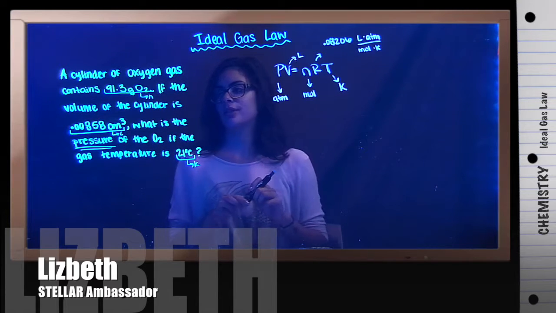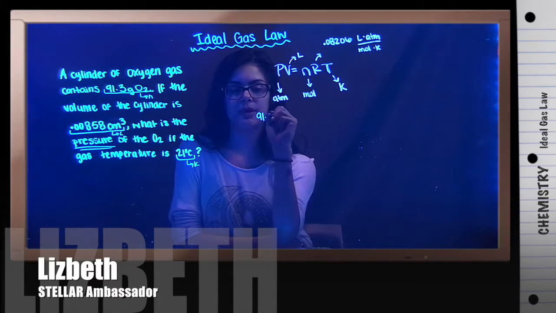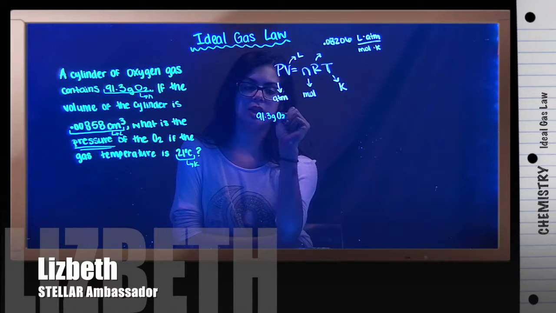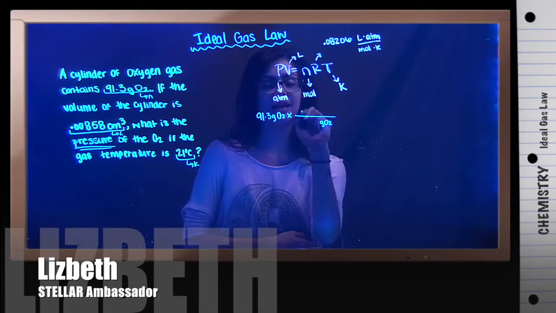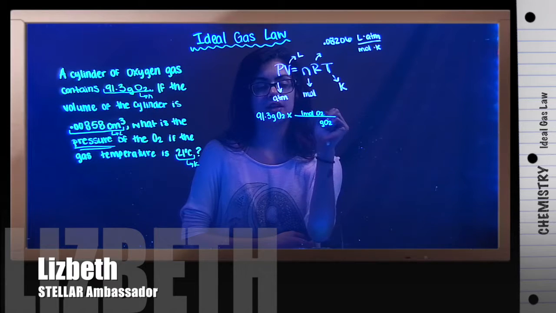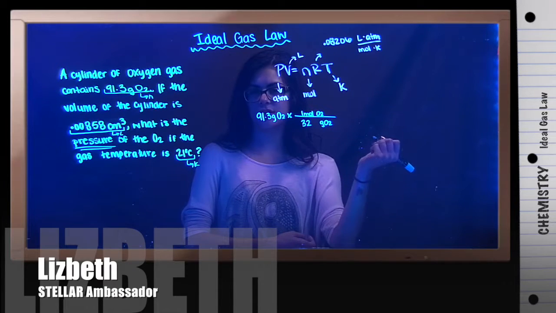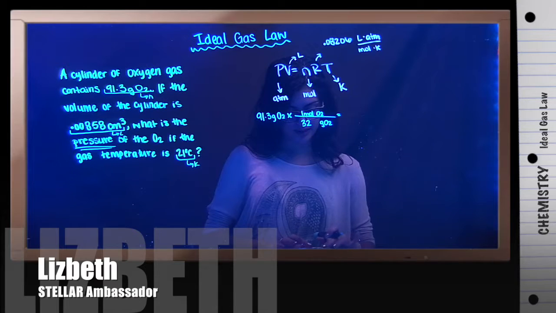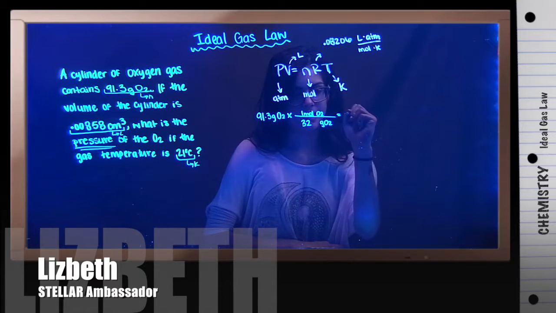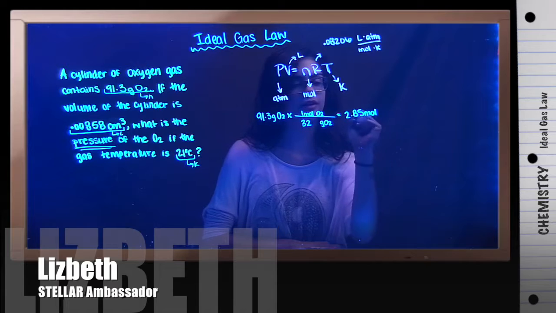All right, so let's go ahead and do our conversions real quick. I'm going to start off with the grams. I have 91.3 grams of oxygen. Grams of oxygen is going to go on the bottom so that they cancel out. I'm going to have 1 mole of oxygen on the top. It's going to be around 32 grams because each oxygen is 16. So when I divide 91.3 by 32, I'm going to have 2.85 moles. That's going to be my new n value.